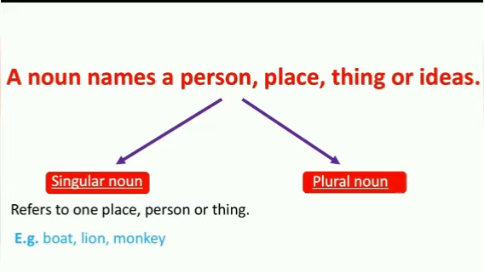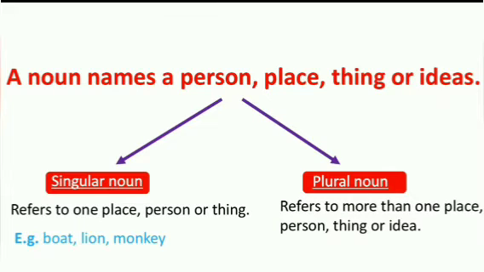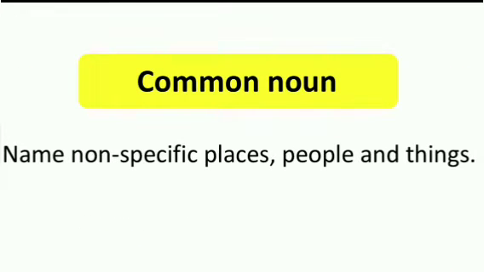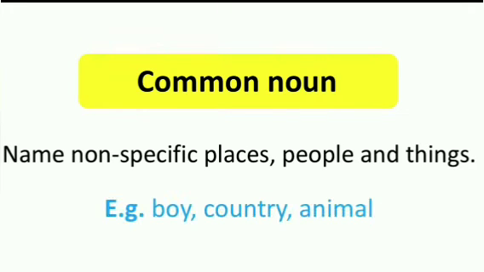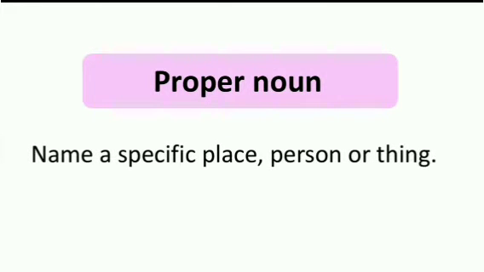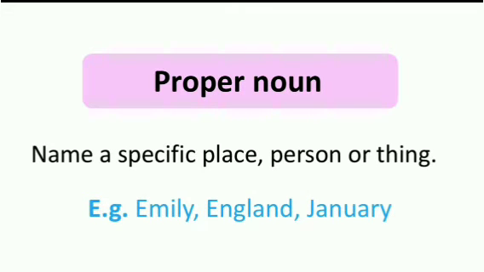There are plural nouns. These refer to more than one place, person, thing, or idea. For example, babies, horses, cats. Common noun. Common nouns name non-specific places, people, and things. For example, boy, country, animal. Proper noun. Proper nouns name a specific place, person, or thing. For example, Emily, England, January.